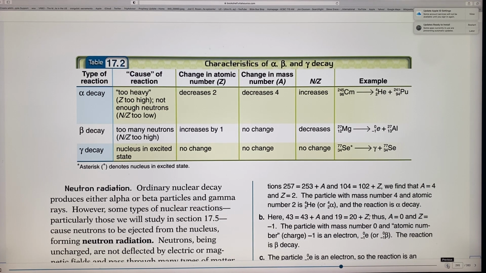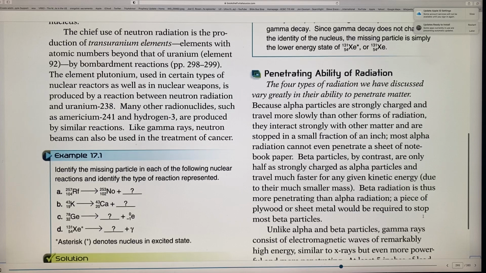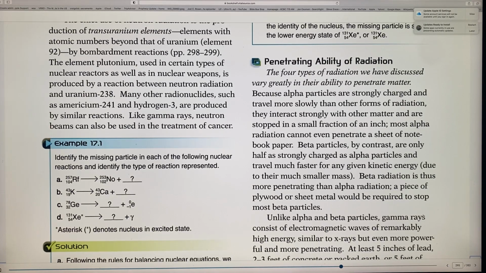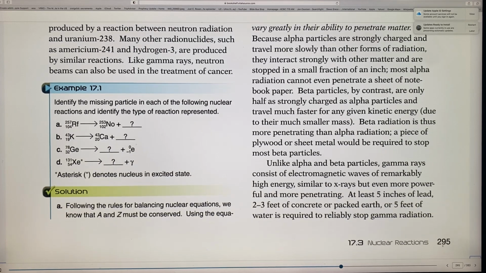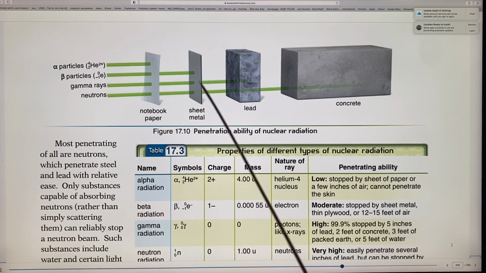But now, having gone over the characteristics, we want to know the penetrating ability of radiation. The 4 types of radiation we have discussed vary in their ability to penetrate matter. Some can go through things and others cannot. So how do we know? Let's find out. Here we have a picture, penetrating ability of nuclear radiation.